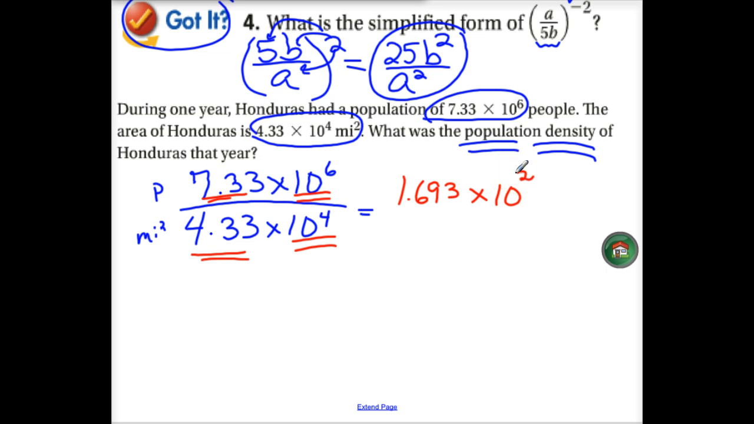What does this mean? If I leave it in scientific notation, it means I have 1.693 times 10 to the second people per square mile. However, this isn't really how you would leave this. You would actually put this one out of scientific notation because, 10 to the second is just 100. So I'm really just going to multiply by 10, I have about 169, because you never say you have 0.3 of a person, people on every square mile of land in Honduras. Now keep in mind, that's if I were to spread the population out evenly.